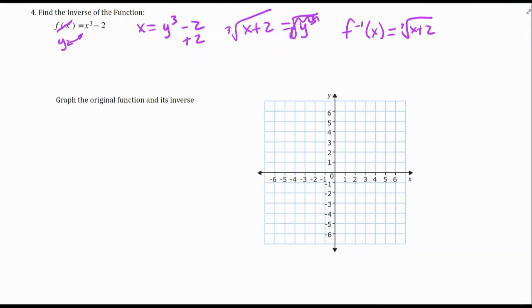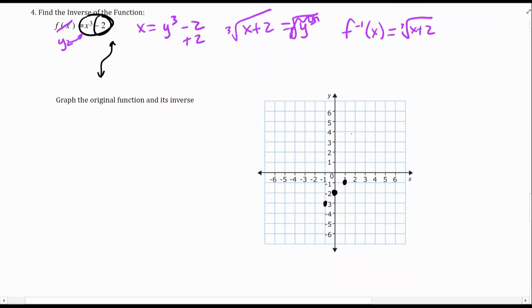Now it says to graph the original function and its inverse. So the original function is a cubic function, which I know is kind of that shape there. And the only transformation from the parent function is that it goes down 2 units. So from 0, 0, I'm going to go down 2 units. That's my turning point. It doesn't stretch or anything. So it's going to be going through those 2 points.